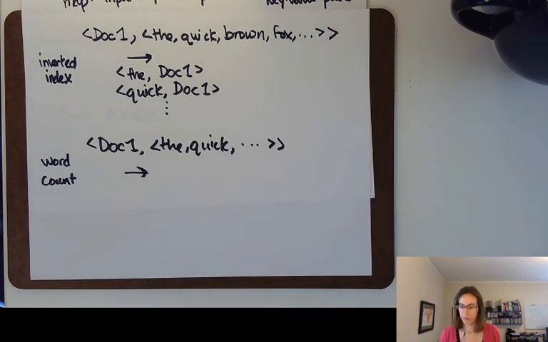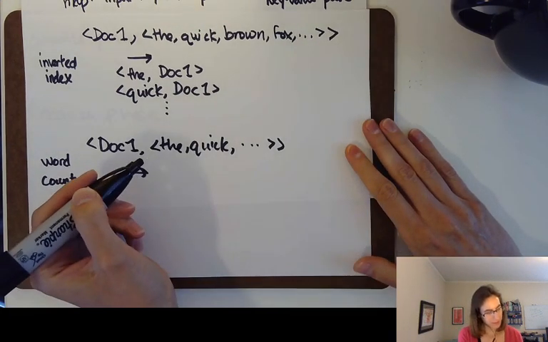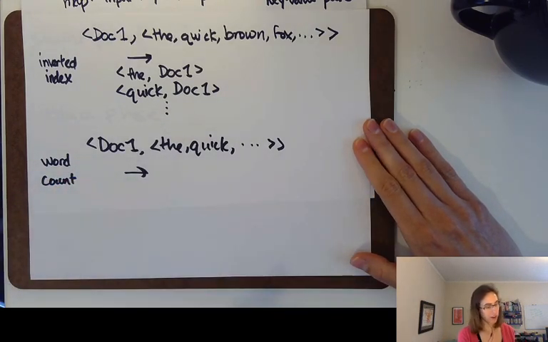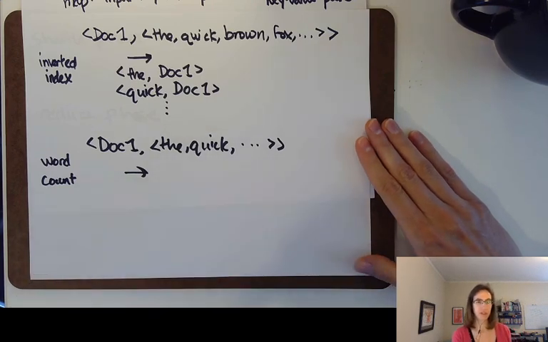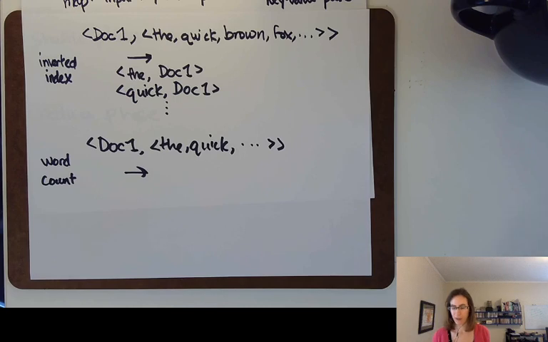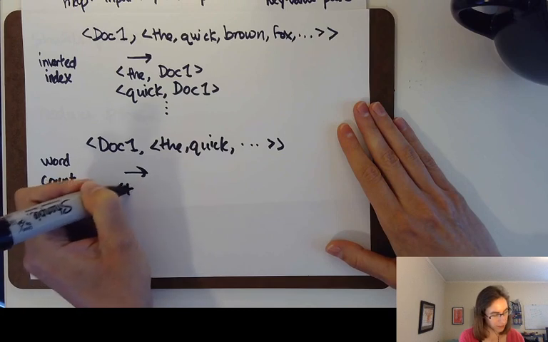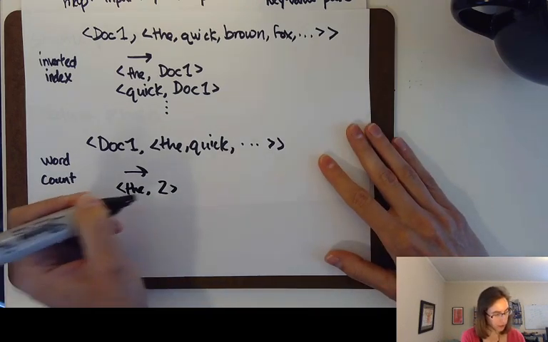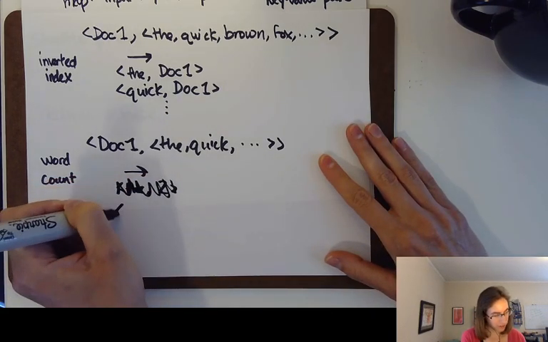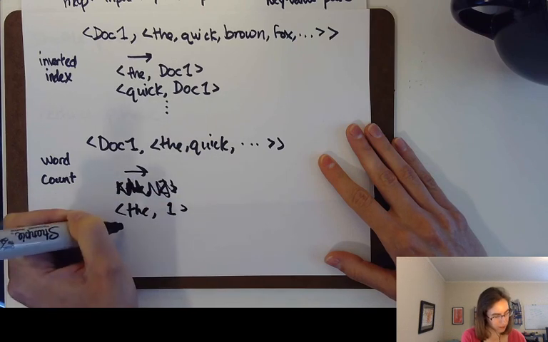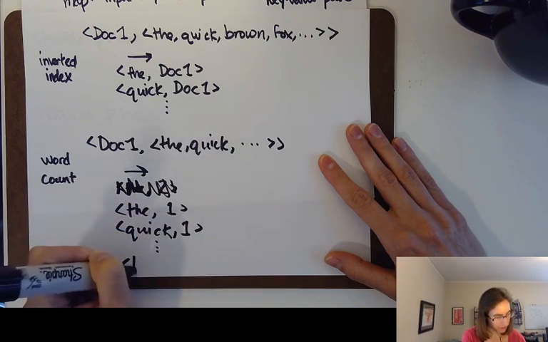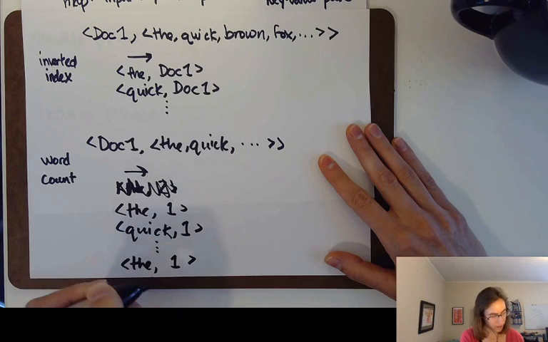Sure, okay. So let's say the whole sentence is the quick brown fox jumps over the lazy dog. So there's two occurrences of the in the sentence, right? So one way to do this would be to say, well, the has to be mapped to the number 2. But another thing you could do is just emit a whole bunch of pairs that look like this. The 1, quick 1, and then later the 1, and so on.